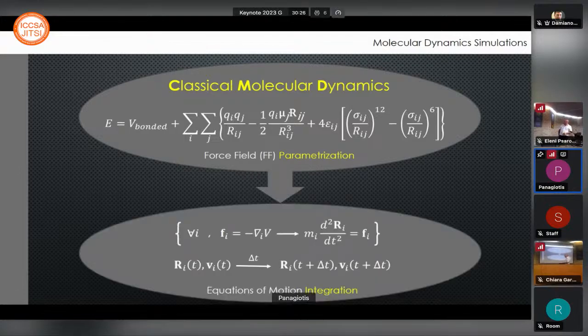Once we have the best parameters for our force field, we can run the simulation, where the position of the nuclei and the velocities after a given time interval are obtained by integrating the classical equations of motion. Okay, Newton's equation.